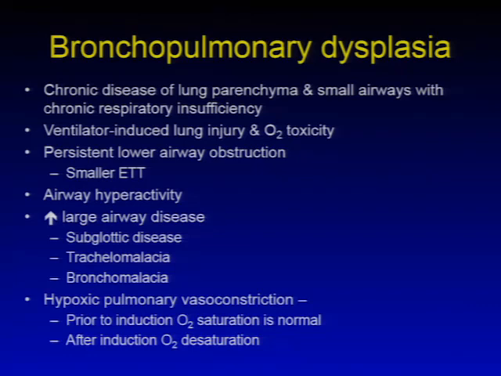Bronchopulmonary dysplasia is a chronic disease of the lung parenchyma and small airways with chronic respiratory insufficiency, usually due to ventilator-induced lung injury as well as oxygen toxicity. There is persistent lower airway obstruction, which usually requires a smaller endotracheal tube. The airway is hyperactive. Associated with this is also an increased large airway disease, including subglottic disease, tracheomalacia, bronchomalacia. Also, hypoxic pulmonary vasoconstriction shows a phenomenon where prior to induction, oxygen saturation is normal, but after induction of anesthesia, saturation becomes abnormally low.